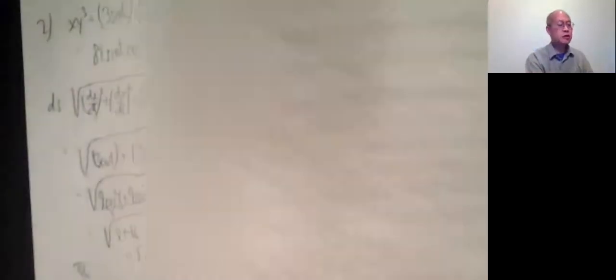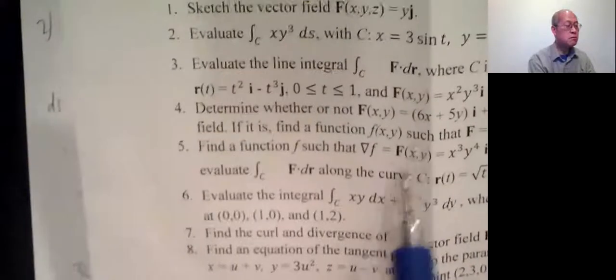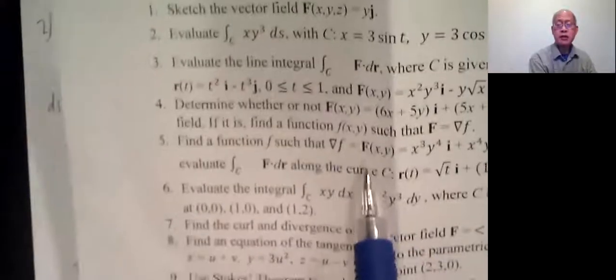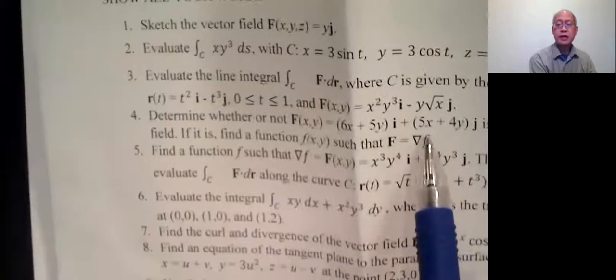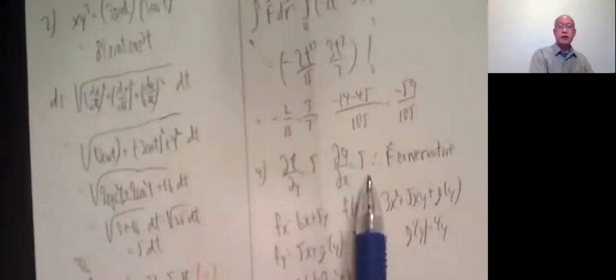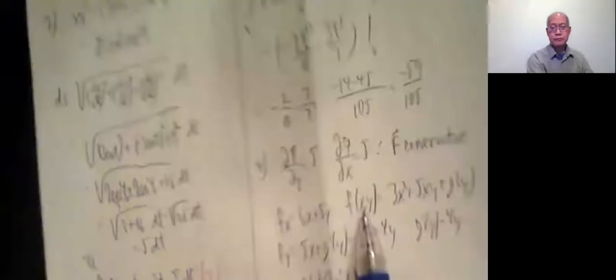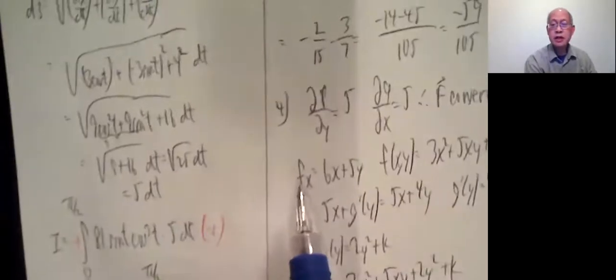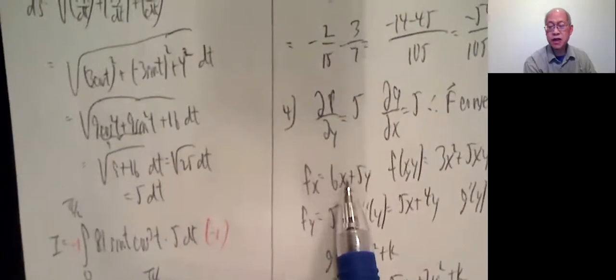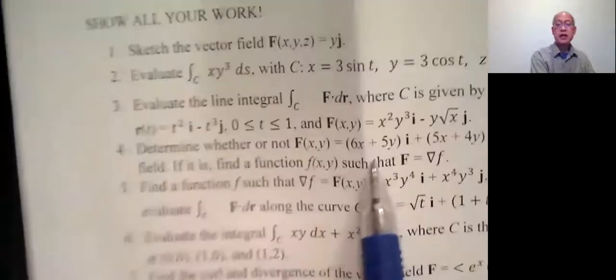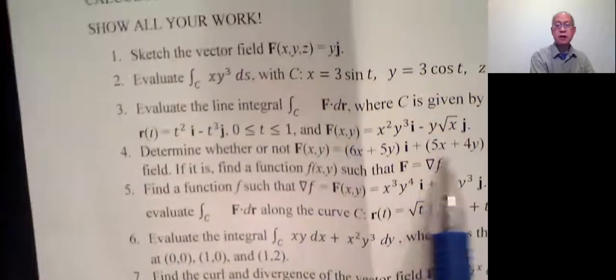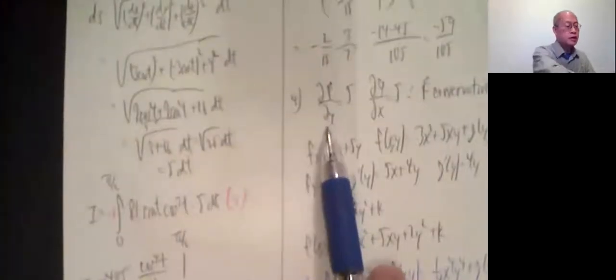Number 4, determine if you have a conservative vector field. It is. So I take a partial of p with respect to y, that's 5. Take a partial of q with respect to x, it's also 5. So therefore, f is conservative. So that means fx is 6x plus 5y. This is little fx, and that's little fy. So I do the integration and differentiation.